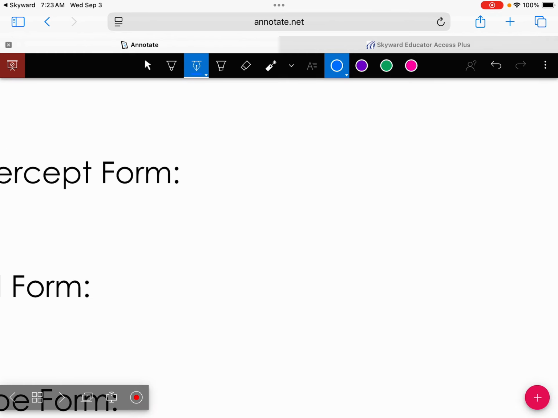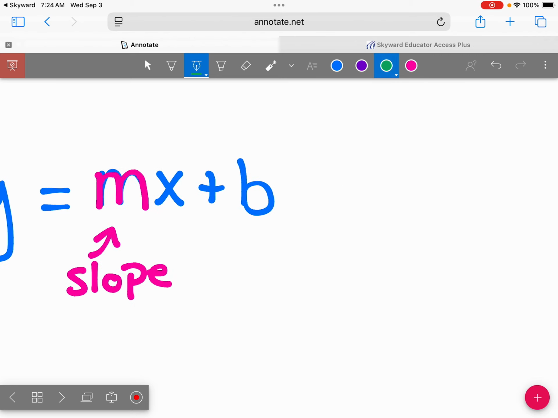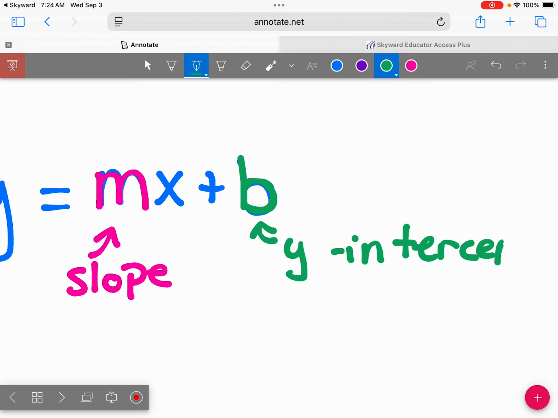This one is our y equals mx plus b. What does the m stand for again? Slope. And what does the b stand for? Our y-intercept. It's a very specific piece. So m is our slope, b is our y-intercept. So it uses a very, very specific point.